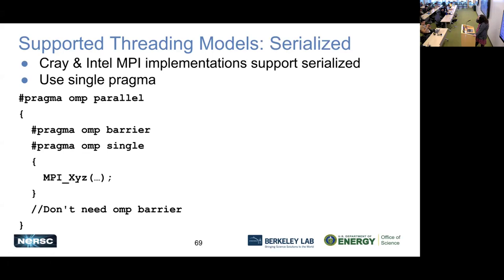Okay, now serialized, that's the one where all the threads can do something, but only one at a time. So you would have this single pragma where only one at a time is able to do it. And then once everybody is done, they'll move on. So you don't need a barrier at the end to synchronize.